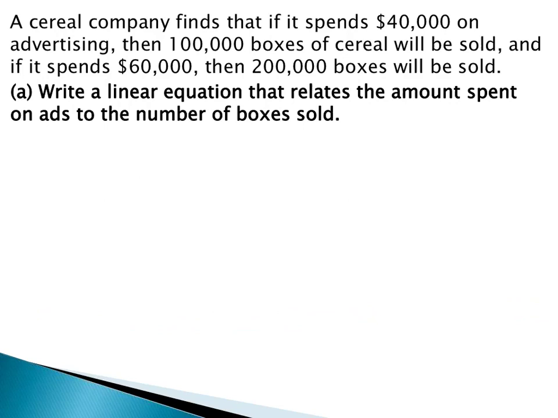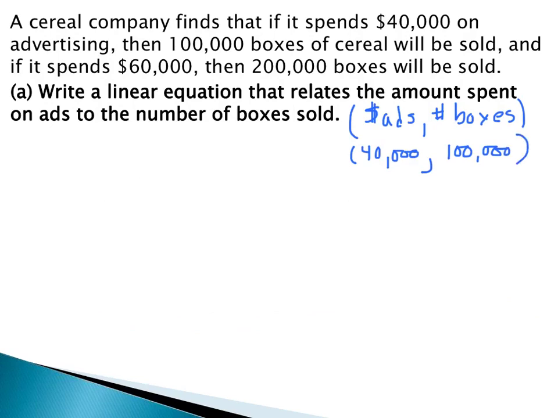Okay, now that you're done reading it, we need a linear equation, so we need some ordered pairs, and our ordered pairs are going to be the amount of money spent for ads and the number of boxes that are sold. They give us 2 ordered pairs in words, and those ordered pairs are $40,000 and 100,000 boxes of cereal. And then $60,000 in ads yields 200,000 boxes of cereal.